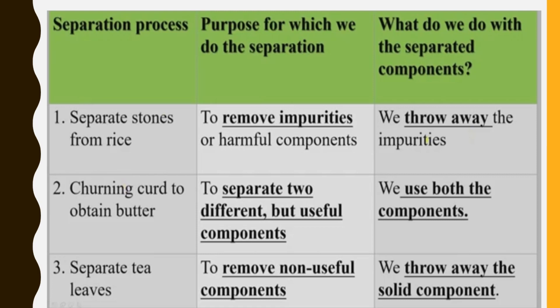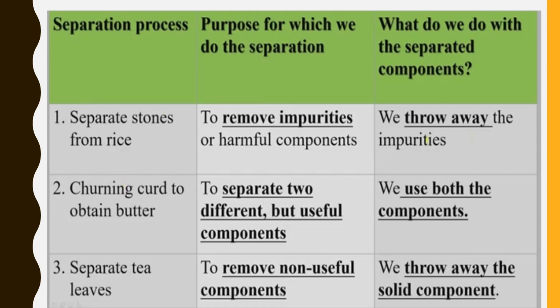So, we will now look at the reasons in detail. Here we have a table showing the purpose for which we do the separation. First example is to separate stones from rice. What is the purpose of the separation over here? The purpose is to remove the impurity or the harmful component. And what do we do with the separated component? We throw away the impurities. We throw the stones away from the rice.